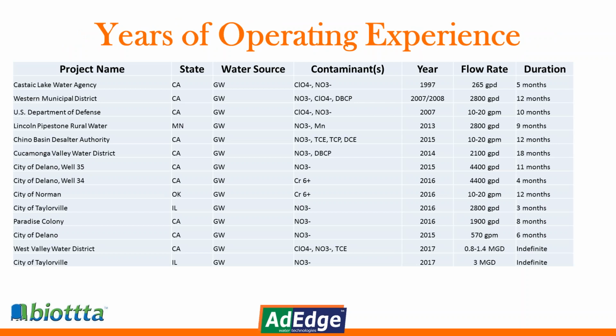Here is a little bit of an example of how long the biota technology has been around and being tested. Some of the first testing was done back in 1997, and that has expanded to 2017, so there's a history of about 20 years there. For the past 10 years, there's been a significant amount of piloting and testing going on in California, of which you will see some treatment performance graphs on a variety of these contaminants. As you can see, nitrate has predominantly been treated at most sites, but a number of other contaminants have also been tested and treated with the biota system.